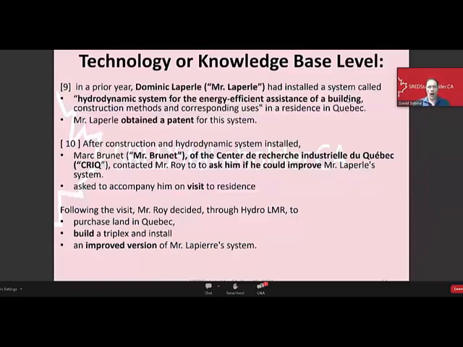Okay? A couple years later, someone, Mr. Brunet, from, they call it CREEC, which is the Center for Research and Industrial Development in Quebec, approached the claimant here, the appellant, Mr. Roy, to ask him for ideas on how to improve the system. So they went out, they did a site visit, and looked at the Mr. LaPerle system, and Mr. Roy decided that he liked the idea and had ideas on how he could improve that system or created an improved version of that, and he went out to prototype.